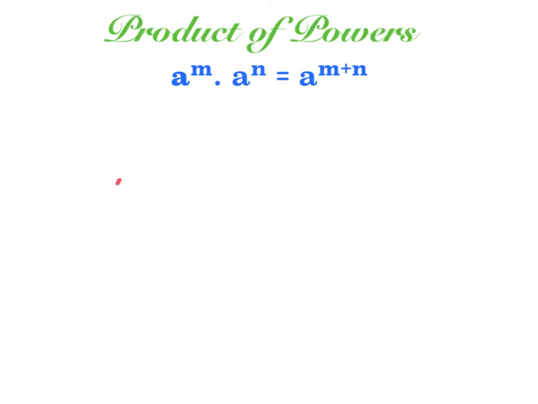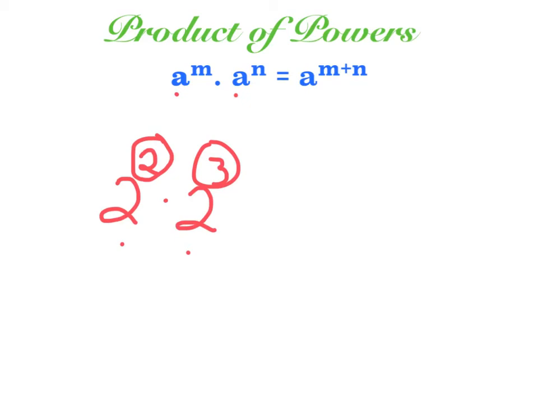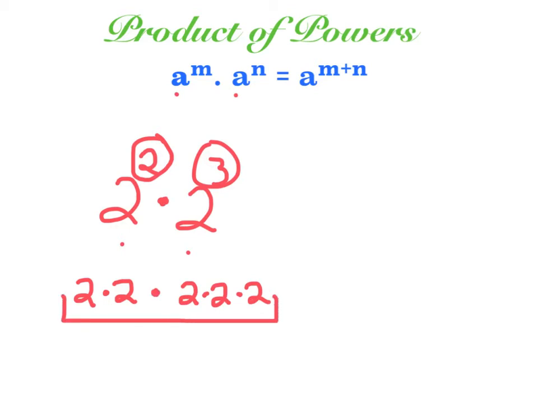Suppose I had 2 to the second times 2 to the third. So see, it's a and a. The bases are the same, 2 and 2, but the exponents are different. M and n are 2 and 3. 2 squared is 2 times 2, and 2 cubed is 2 times 2 times 2. And if I do 2 squared times 2 cubed, then I'm just multiplying these all together. And now I have 5 2's. So it's 2 to the 5th power, which was 2 plus 3. See?